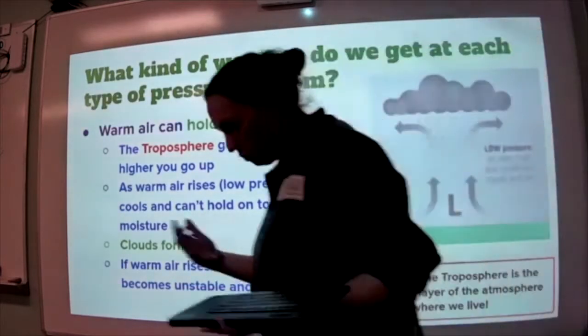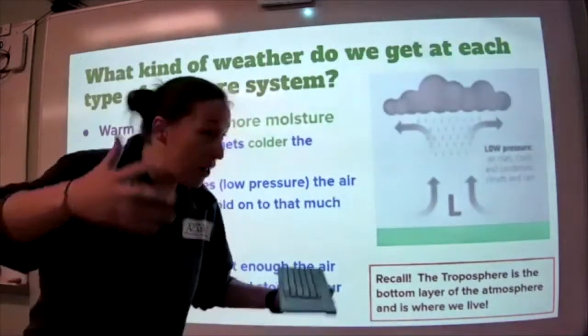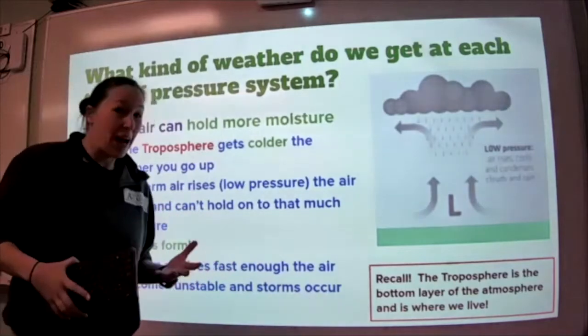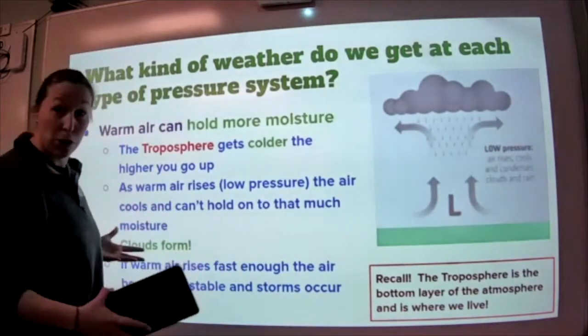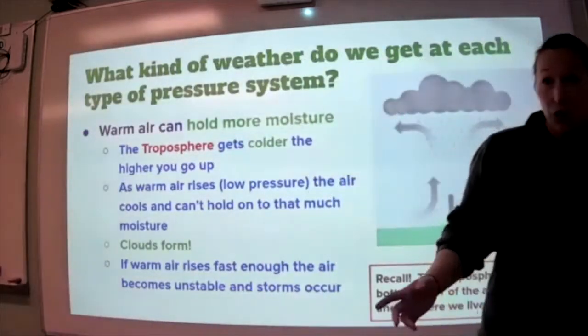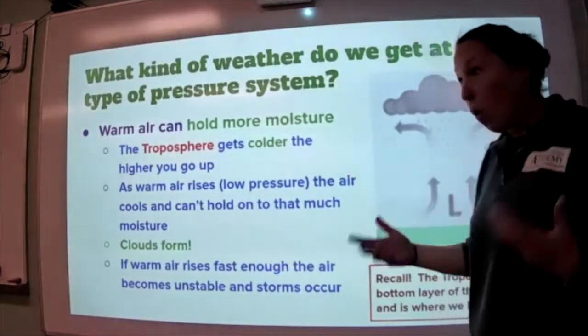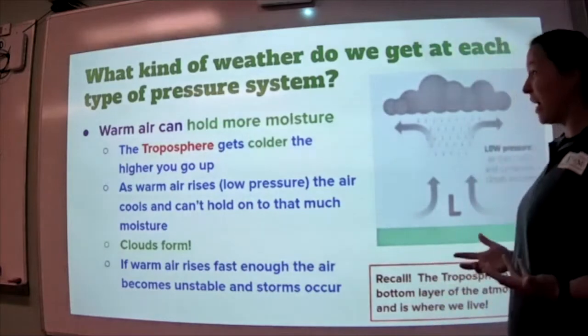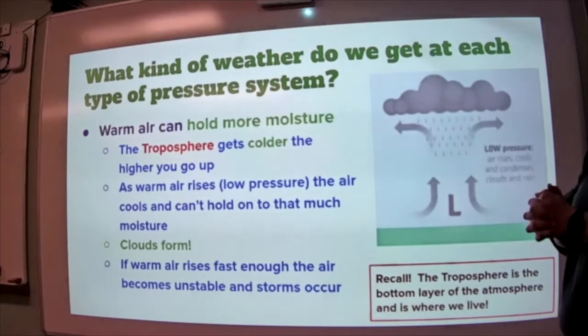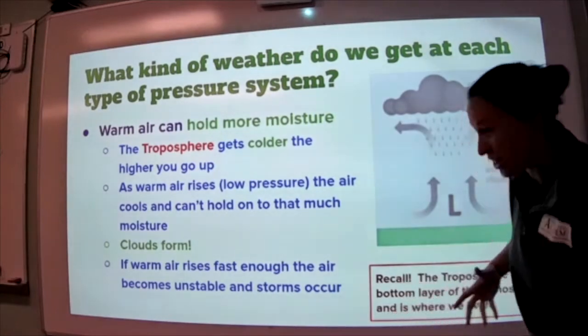Now, the reason we're learning about this, right? Weather affects us all the time. And by knowing what kind of pressure system you're near, you can actually predict the weather. Not just what kind of wind you're going to get, but actually if it's going to be a beautiful day out or if it's going to be kind of crummy and rainy. So what kind of weather do we get at each type of pressure system? Well, here's how it's done.